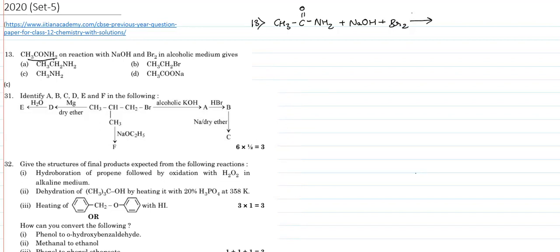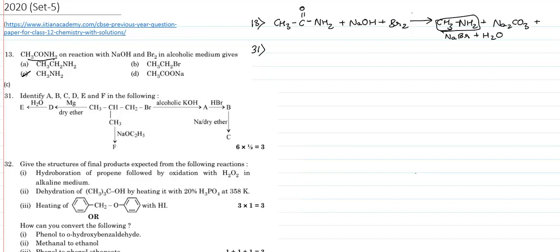So the product of this is going to be, so this CO gets removed, giving us CH3NH2 plus Na2CO3, NaBr, and water. So the product we are most concerned with is the CH3NH2, which is option number 3. The next question is question number 31.